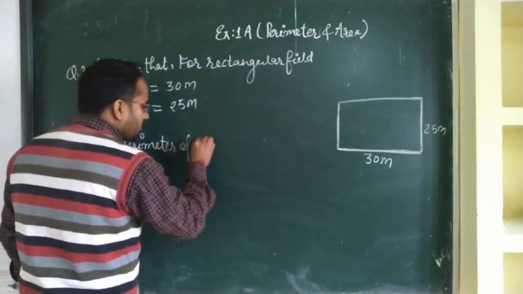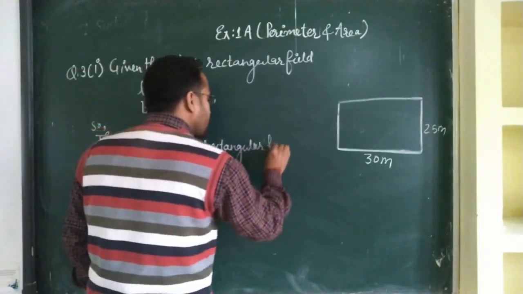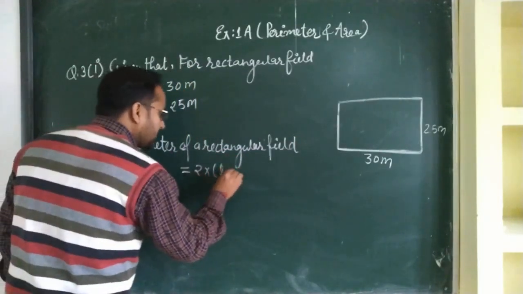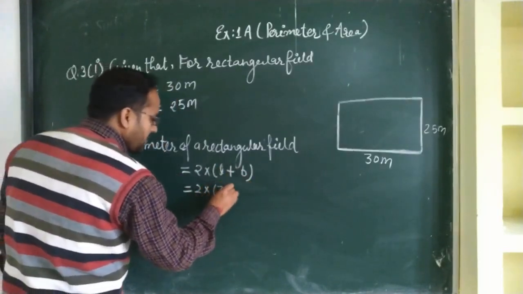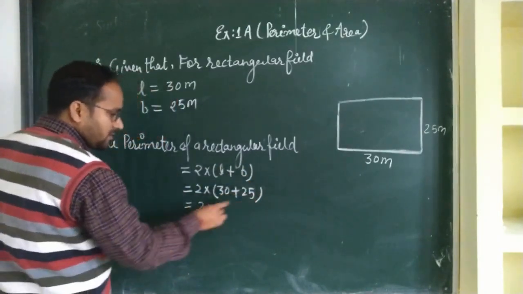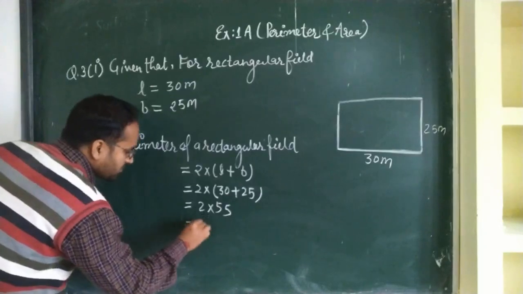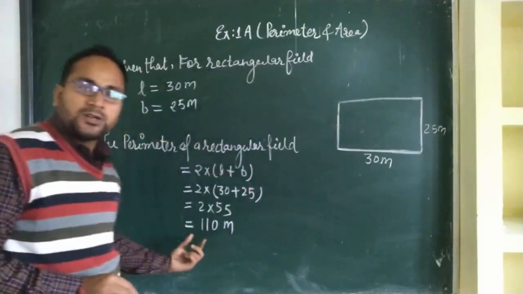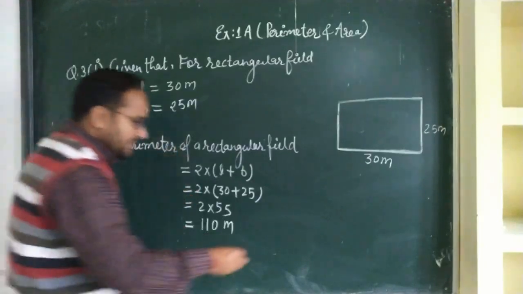of a rectangular field is equal to 2 multiplied by, in bracket, length plus breadth. This is the formula. This is 2 in bracket, length is 30 meter and breadth is equal to 25. To add this, first you add, you will get 55. 55 multiplied by 2, you will get 110, and that is meter. That unit you will always write. You will get 110 meter is the perimeter of the field.